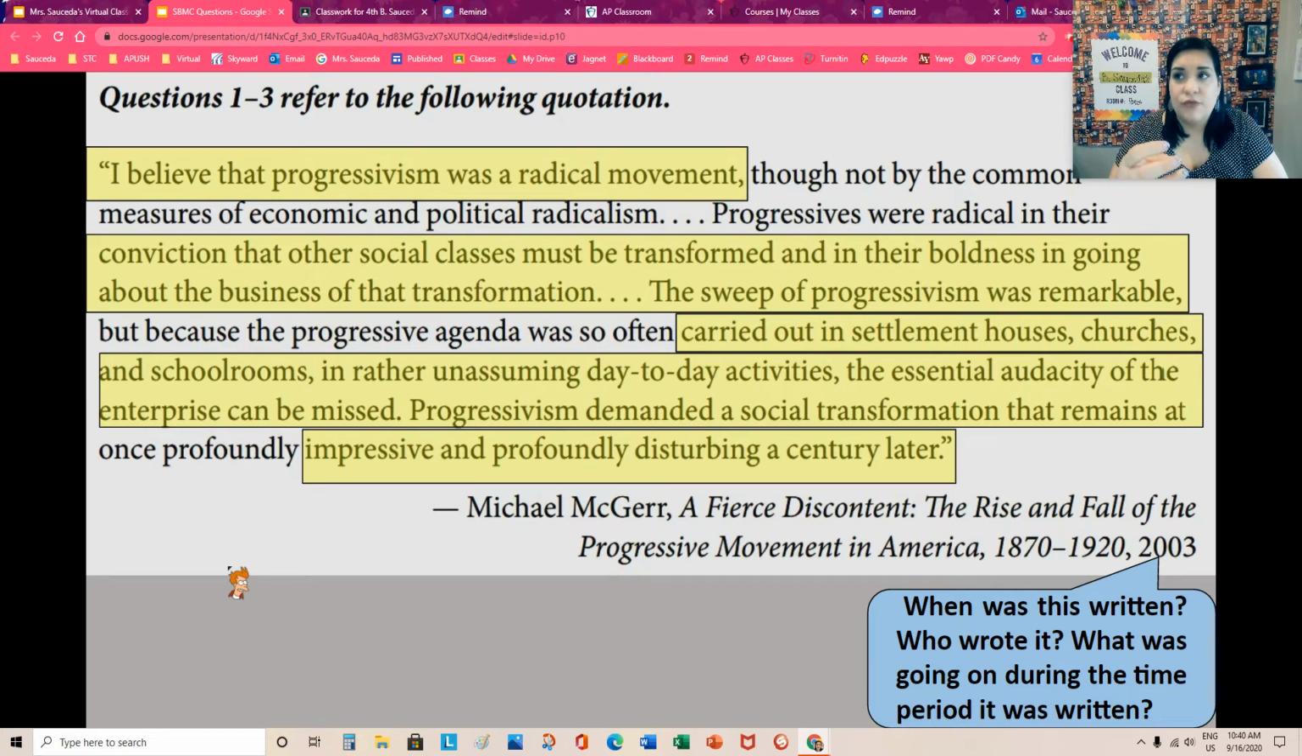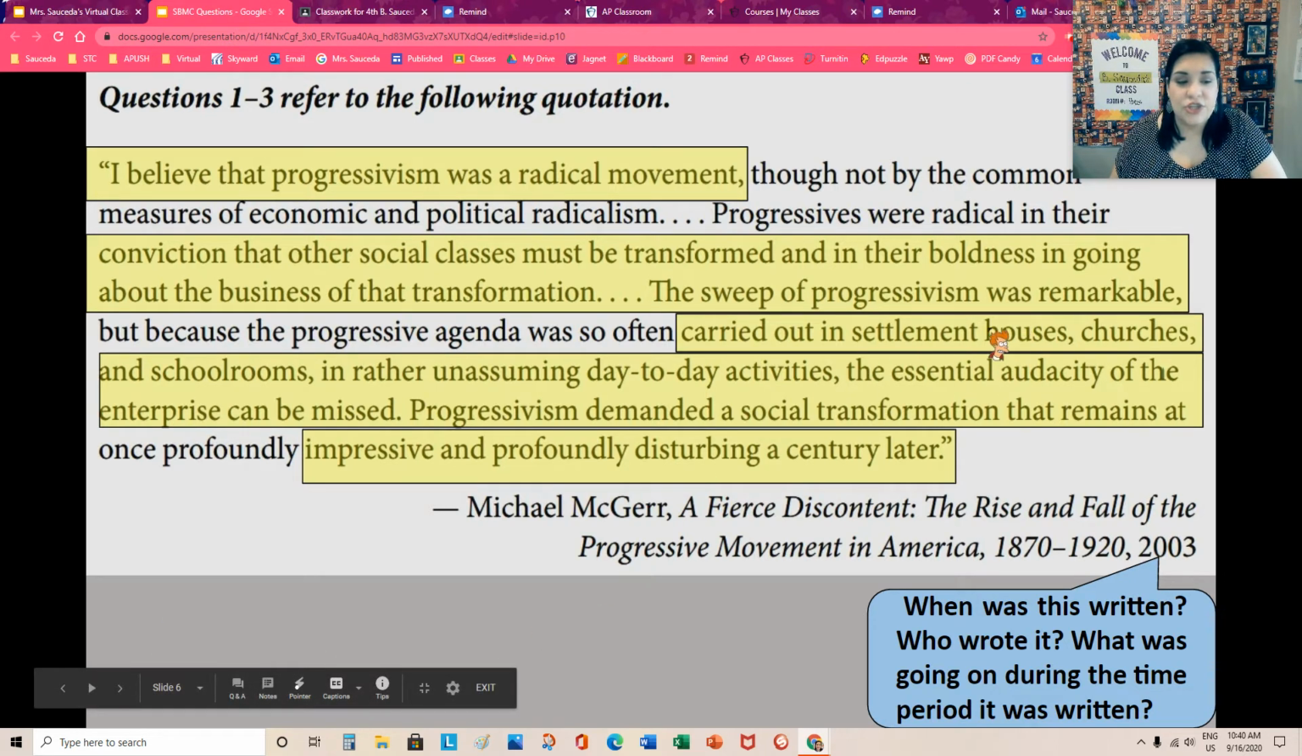They also focus on helping those in need. So this quote, I'm not going to read it. You could read it on your own. Pause the video and read it. But this one is talking about how the progressive movement helped people. And it was done out of sight, carried out in settlement houses, churches, and schoolrooms.